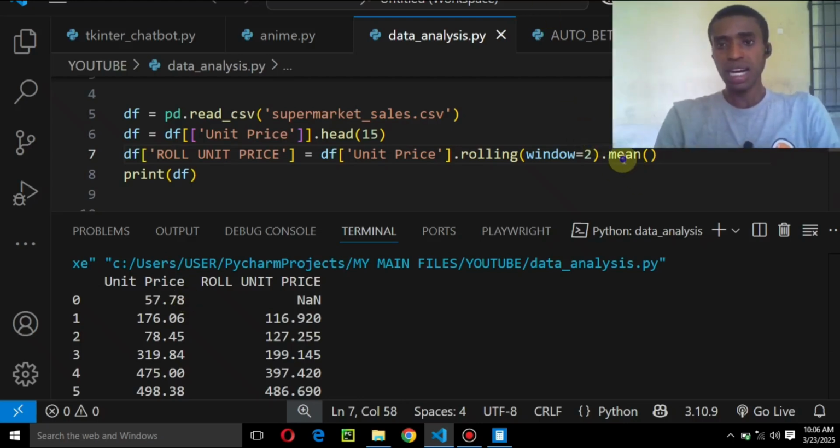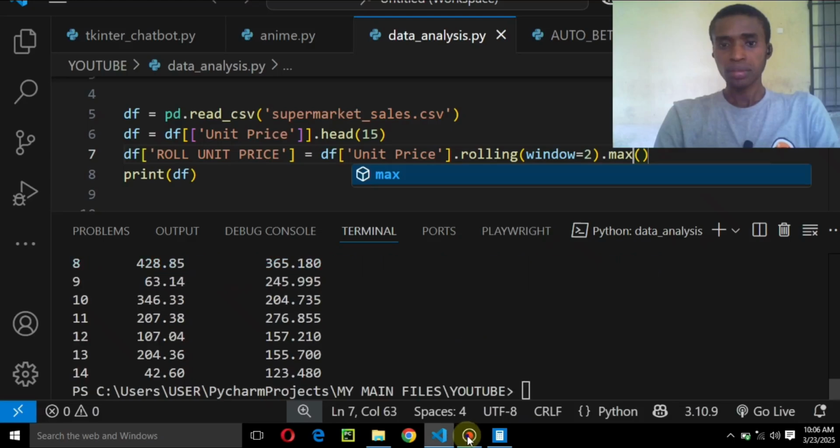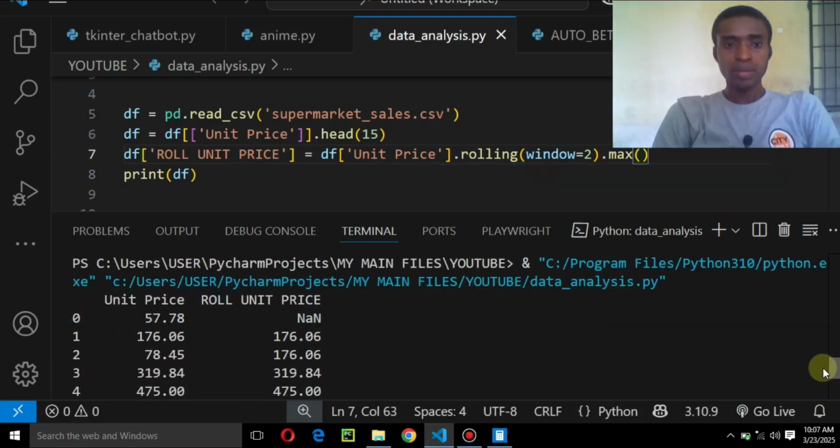So you can also set it to max. If we set it to max, let's see what we are going to get. You can see it basically does the same thing. It's going to take this one and take the maximum value of it. You can see the maximum value was this 176. So when it comes to this third row, it's going to take the previous row and the current row, because we set the window to 2. And when it did this together, the maximum was this 176. That's where we got this 176 here. It's going to do the same thing for the next one in particular.